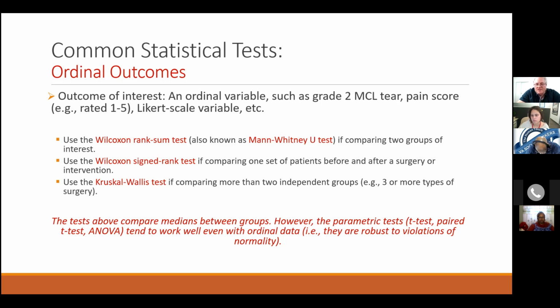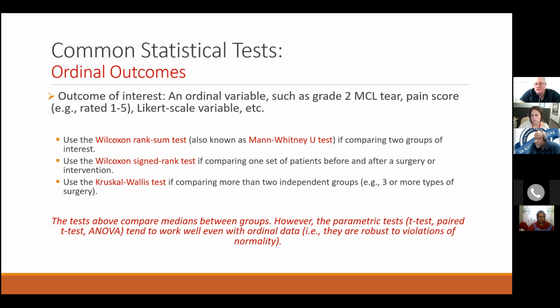The sign rank test is the equivalent to the paired t-test if you're comparing patients before and after a surgery. But again, your outcome is ordinal, it's not really continuous, so maybe using a mean is not valid. Likewise, these tests are used if your sample is small. You only have like 10 people in your study.